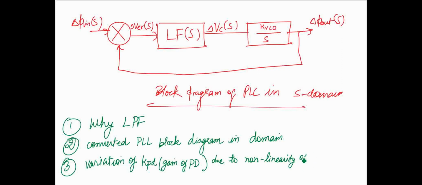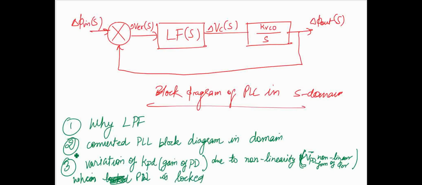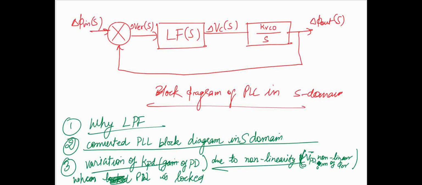That is, VPD average is a non-linear function of phi error, due to the non-linear function in a locked PLL, or you can say when the PLL is locked. So three things we understood: why low pass filter, converted the PLL block diagram in the S domain, and the variation of KPD due to non-linearity, meaning the non-linearity of VPD average with respect to phi error when the PLL is in locked state.